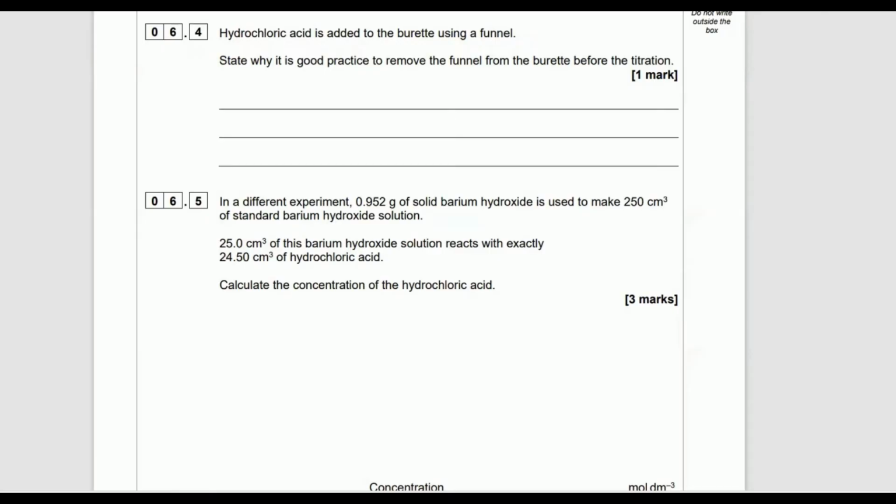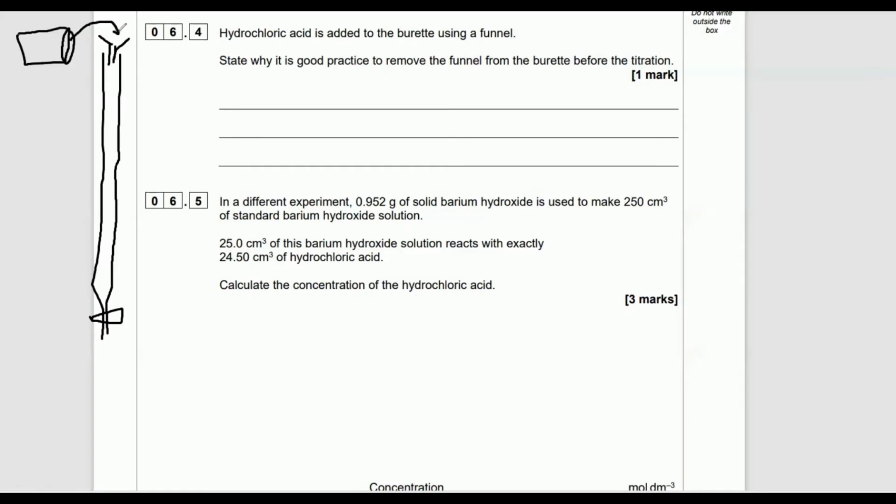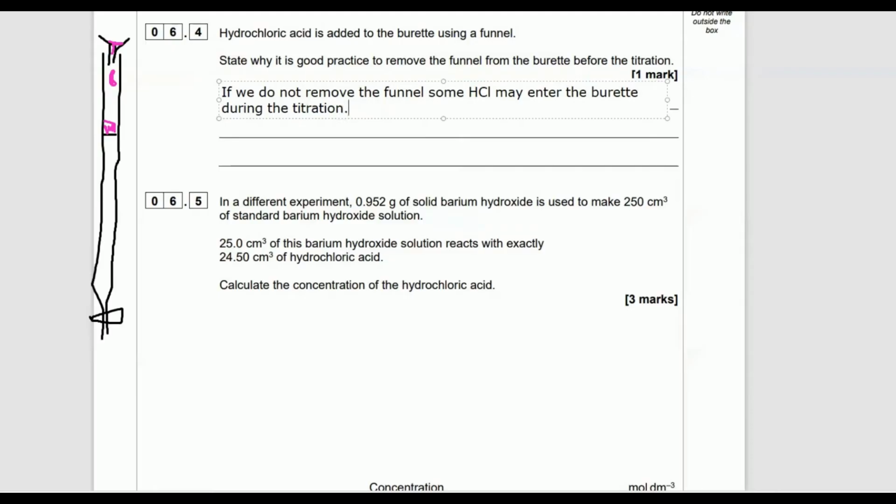Hydrochloric acid is added to the burette using a funnel. State why it's good practice to remove the funnel from the burette before the titration. So let's have a little look. Okay, if you leave the funnel in there, which has got hydrochloric acid in it, as you do your titration, some hydrochloric acid might drip from the funnel into your burette. This means you'll get an underestimation or undervaluation of your titre. So you might think you've added 25 centimeters, but actually you've added 26 centimeters, and 1 centimeter dripped in from the funnel and made you think you'd only added 25 instead of 26. So you'll get an undervaluation if you leave the funnel with some acid or alkali in, dripping into your burette. So that's why we've got to remove the funnel before we open the tap and start the titration.